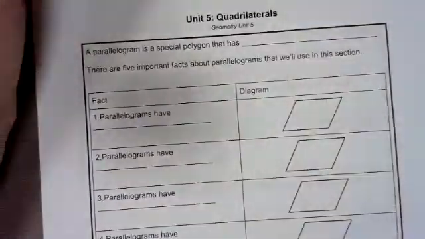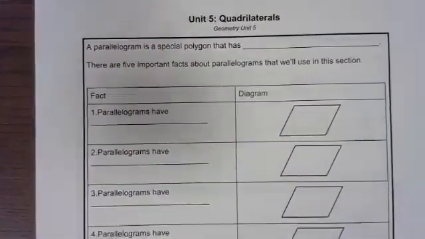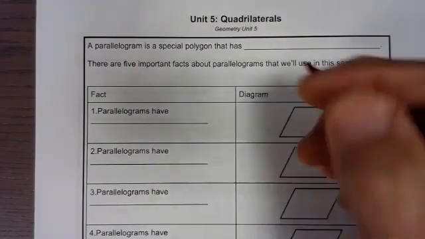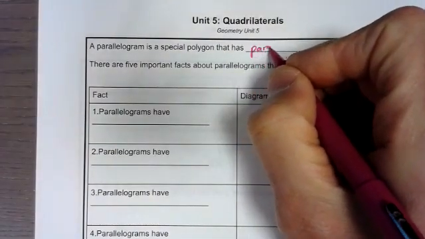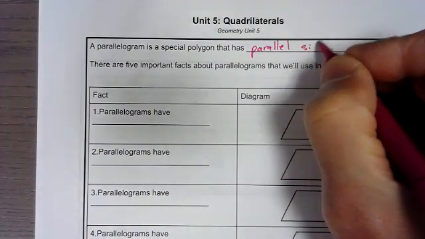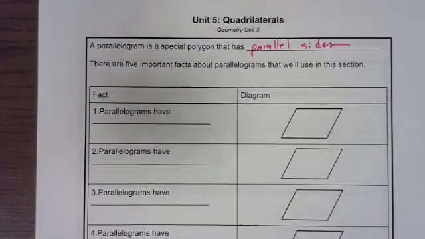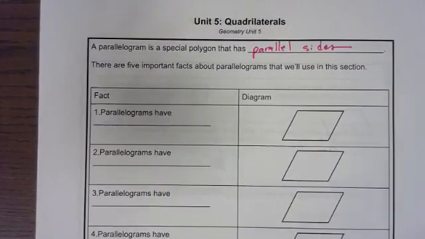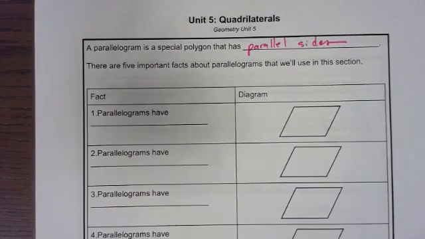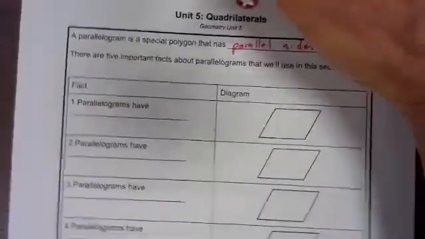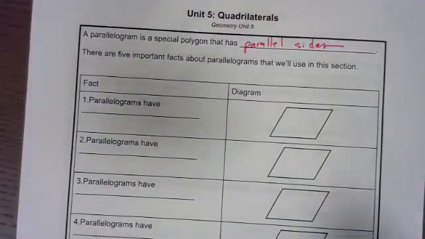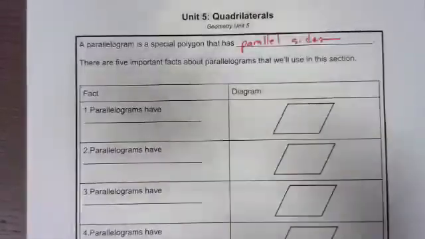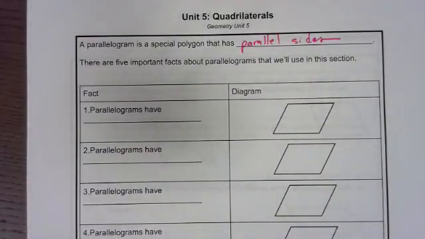All right, let's flip on over to the next page. Now, a parallelogram is a special type of quadrilateral that has parallel sides. Of course, it has 4 sides because we're talking about quadrilaterals in this unit. And for what we're going to be working on today, I want you to focus on 5 important facts about parallelograms.